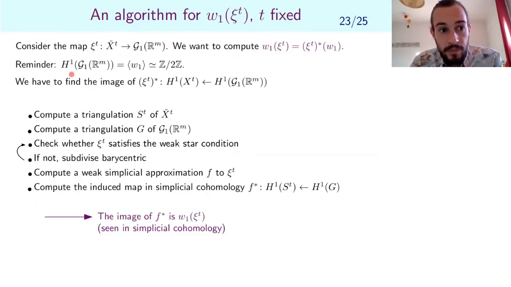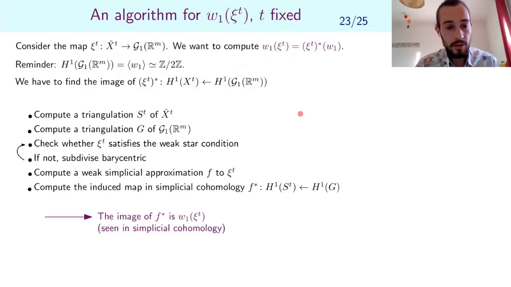The cohomology of the Grassmannian in degree 1 is a cyclic group. You only have one class that generates the group. So we have to find the image of Xi T star. Okay, the first Stiefel-Whitney class is the image of the class W1.